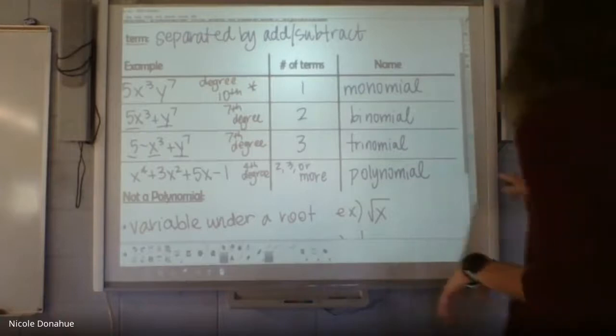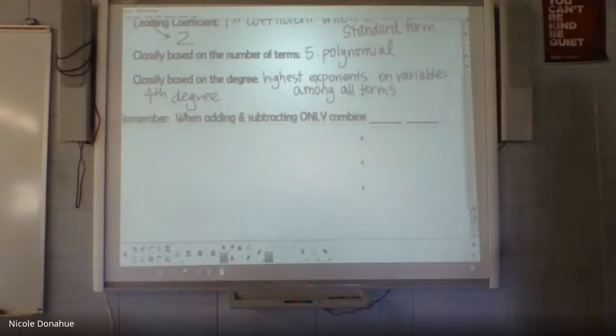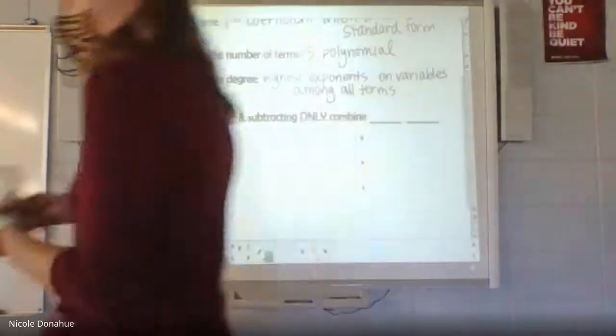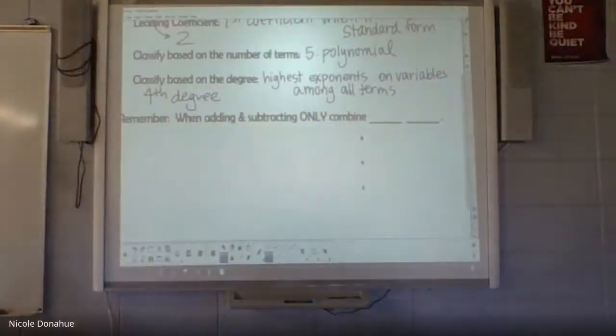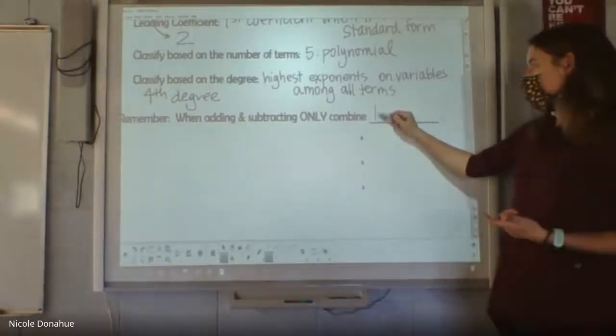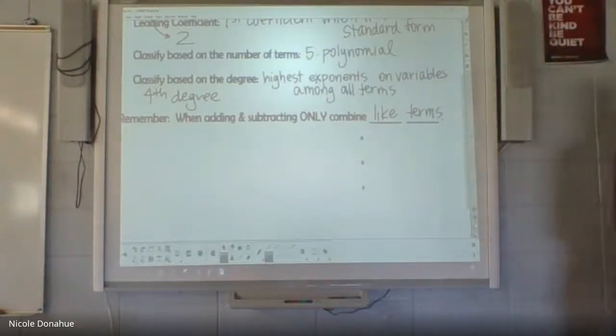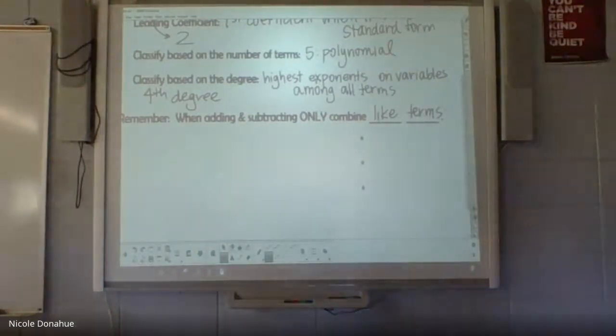I'm going to flip down to the bottom here again. When we're adding and subtracting polynomials, which is what we're about to do, do you remember what we can add and subtract together? What can we combine? So we can only combine like terms. You can only combine like terms. Now, when we add or subtract, we're going to add or subtract the coefficients.